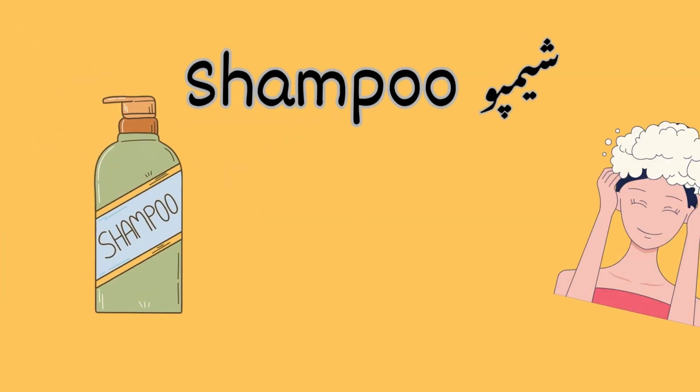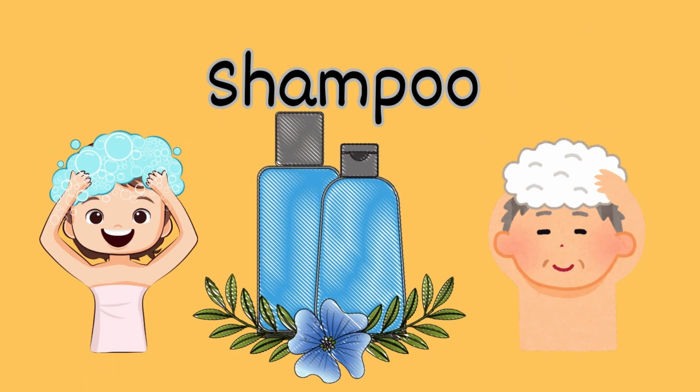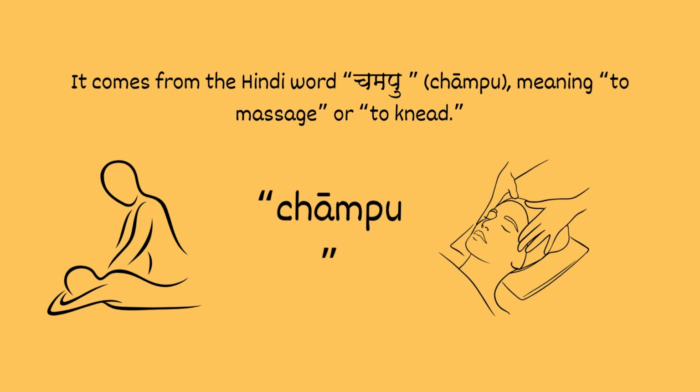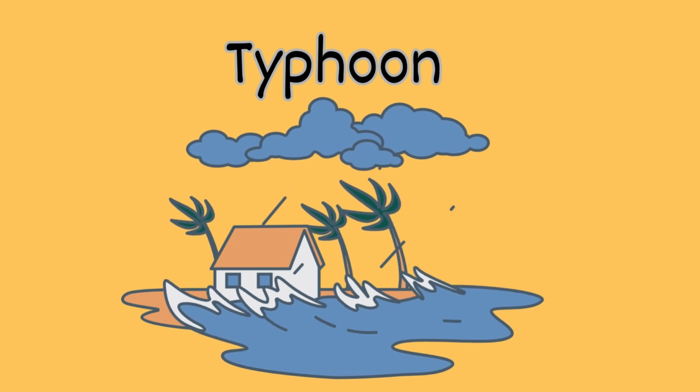Shampoo. The word shampoo is used in English to describe a liquid or gel used for cleaning the hair and scalp. It comes from the Hindi word champu, meaning to massage or to knead. The word entered English in the 18th century, brought back by British colonists who encountered the practice in India.